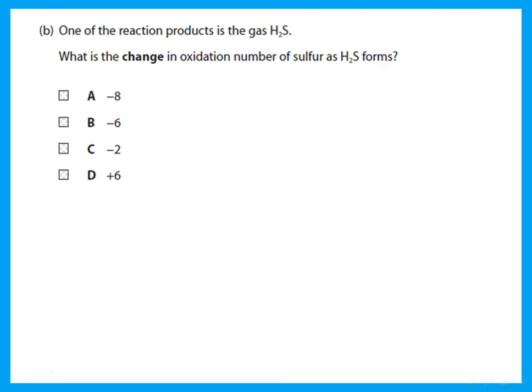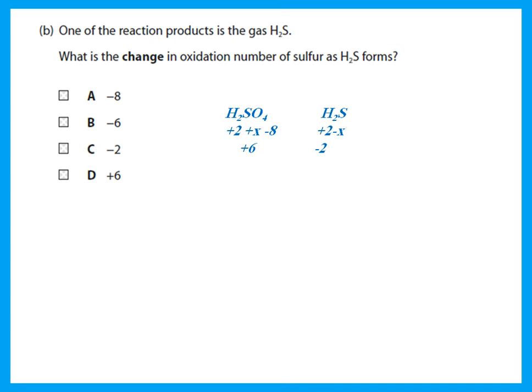One of the reaction products is the gas H2S. What is the change in oxidation number? Now, this is a sort of tricky question. He's not saying what is the new oxidation number of sulfur in H2S, or what is the original oxidation number. He's saying what is the change in oxidation number. We were changing from H2SO4 to H2S. If you calculate the oxidation number of sulfur in H2S, it is -2. If you calculate it in H2SO4, it is +6.